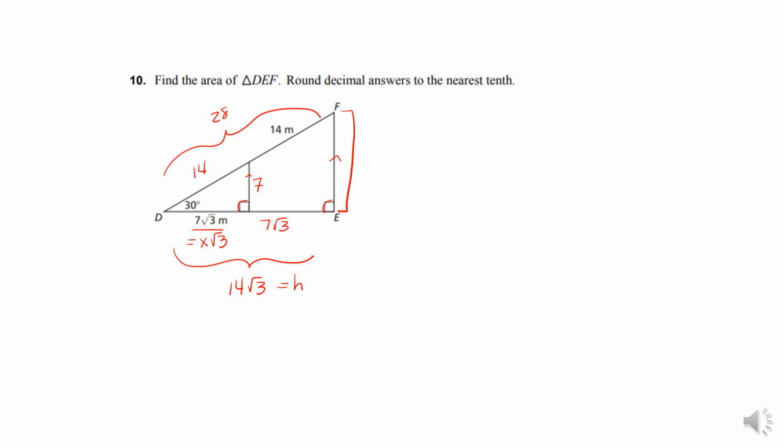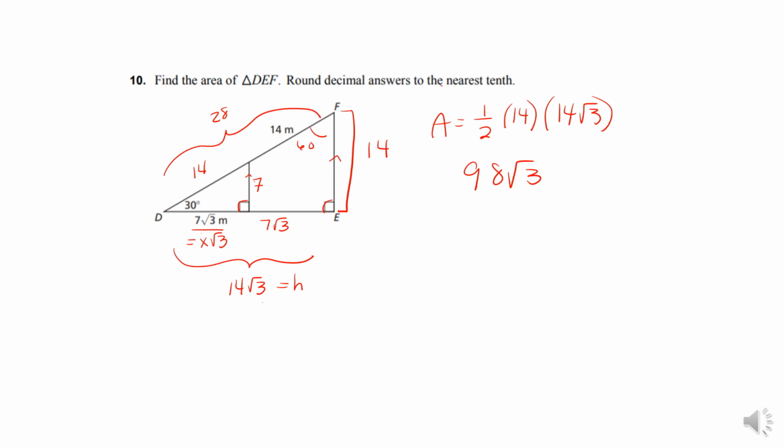Okay, so now we're going to use that 30. This is also 60. We're going to use those rules again. So this side is 14 square root of 3. That makes our base 14. So now we're going to go area equals 1/2 of our base times our height. Okay, so that's 7. So 7 times 14 is 98, 98 square root of 3.